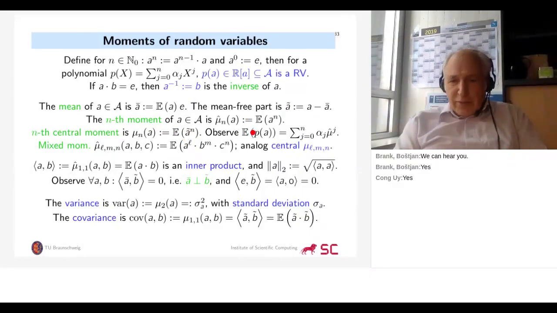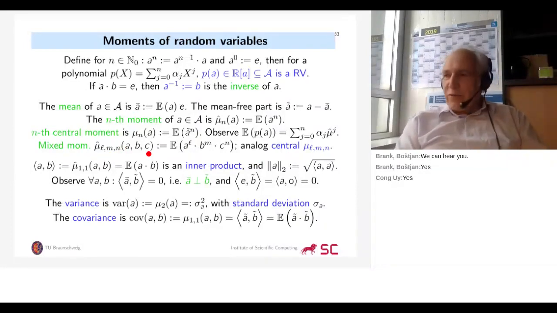And then the expected value of a polynomial is just this here, taking the moments, okay? And the same can be done for mixed moments. Mixed moments are defined as the expected values of a to the power L, b to the power m, c to the power n. This is the moment of degree L, m, and n. And then the same thing you can do for central moments. So moments are just expected values of some powers of the random variable.